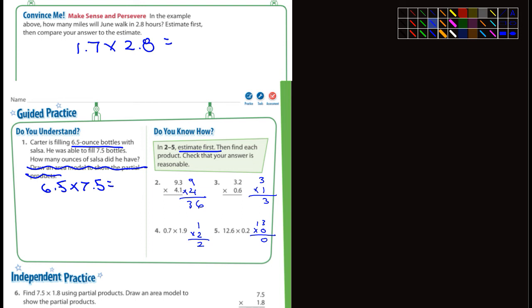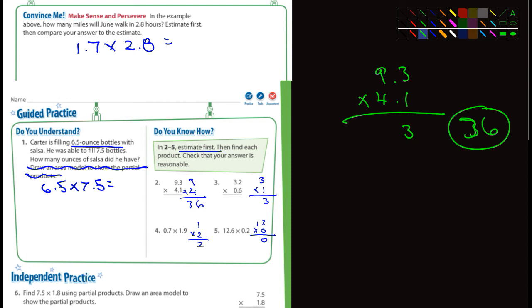So I'm going to do the first one here. 9.3 times 4.1. All right, so our estimation is 36. So we're just going to see if our answer comes kind of close to 36. So 1 times 3 is 3. 1 times 9 is 9. Put down the placeholder 0 there. All right. 4 times 3 is 12. Put down the 2, carry the 1. 4 times 9 is 36, plus 1 more is 37. Now we just add those up. 0 and 3 is 3. 9 plus 2 is 11. Put down 1, carry the 1. 7 plus 1 is 8.